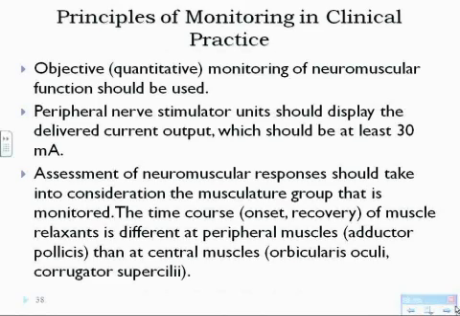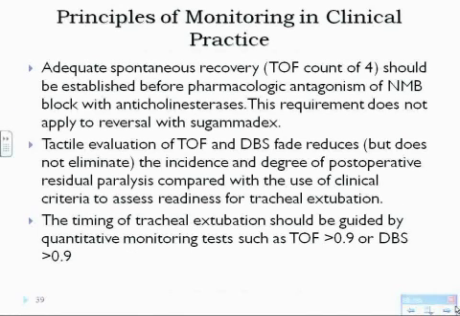We used to do that as residents to find out how much fun it was, just how much pain people could take. The assessment of neuromuscular responses should take into consideration the muscle group that's monitored. That's also important. We'll talk about that again next hour, and I'll come back to that. We'll talk about the adductor pollicis versus the orbicularis oculi. Adequate recovery should be established before pharmacological antagonism of the block with anticholinesterase is done. This requirement does not apply to reversal with sugammadex.